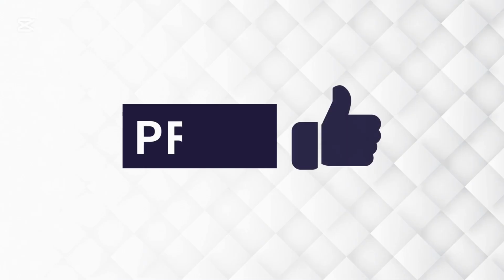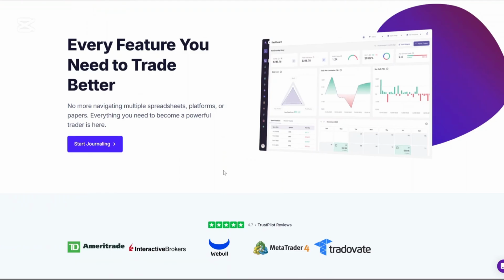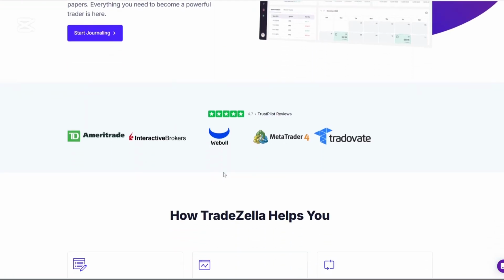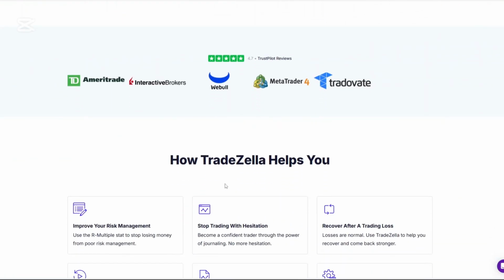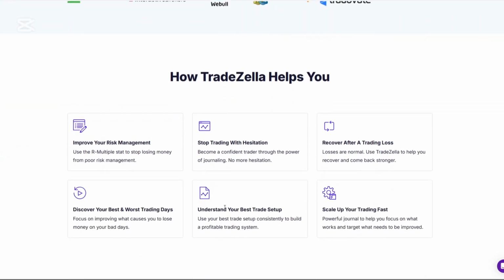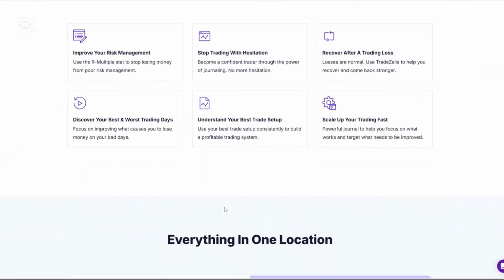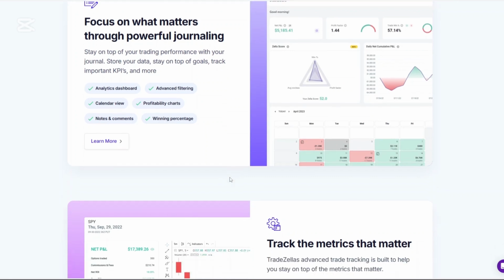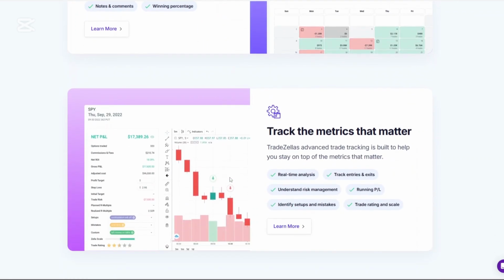Now let us talk about the pros and cons of using both platforms. We start with the pros. For TradeZella, intuitive and user-friendly interface, strong focus on strategy development and mentorship, unlimited backtesting and trade replay, and over 50 detailed reports for in-depth analysis.